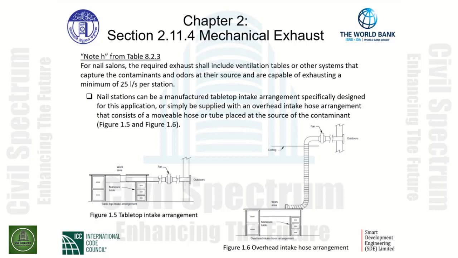Nail stations can be manufactured with a tabletop intake arrangement specifically designed for this application, or simply be supplied with an overhead intake hose arrangement or duct arrangement that consists of a movable hose, duct, or tube placed at the source of the contaminant. Figure 1.5 and Figure 1.6 illustrate both of these applications.